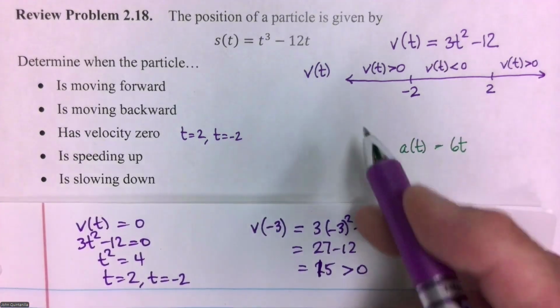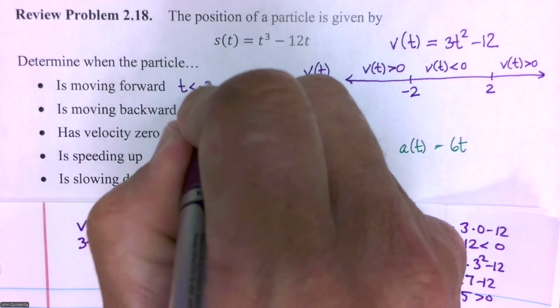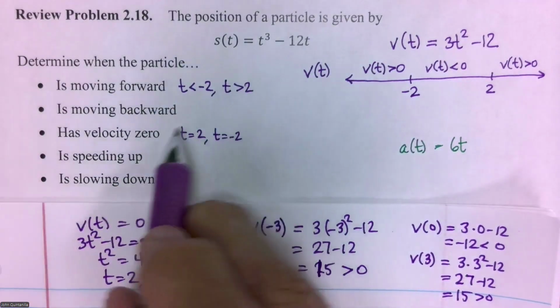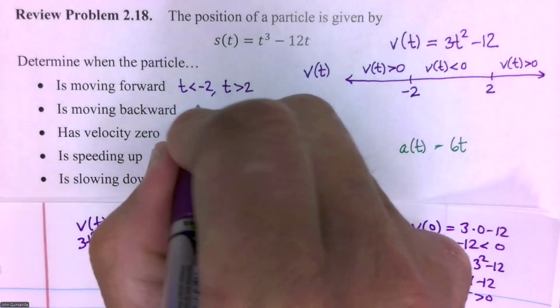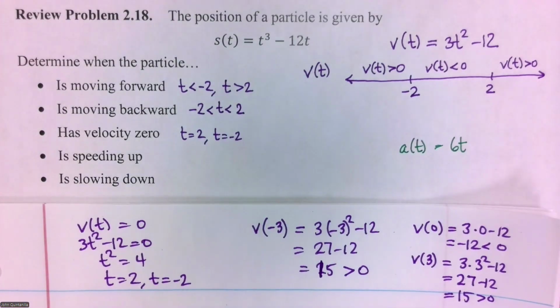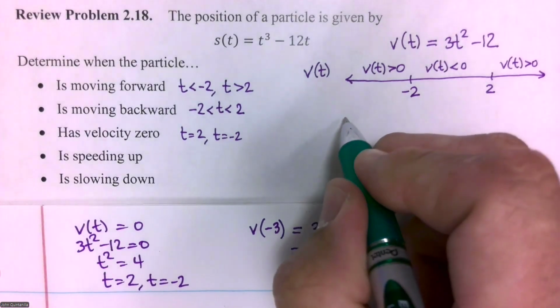Okay, so it's moving forward when t is less than negative 2, and is moving forward when t is greater than 2. It is moving backwards when t is between negative 2 and 2. Okay, so that's the first few parts. To figure out where it's speeding up and slowing down, I have to work with the acceleration.